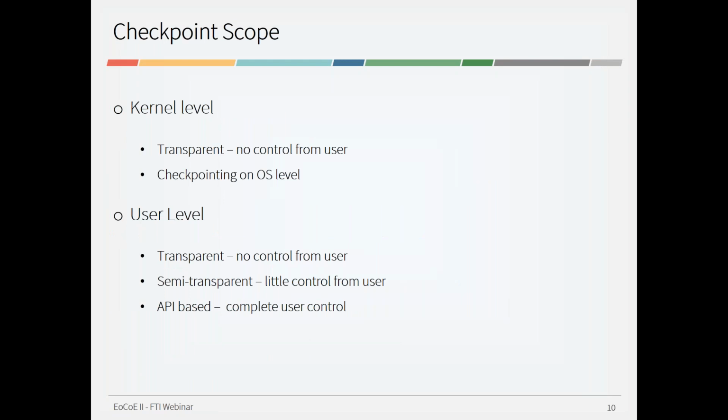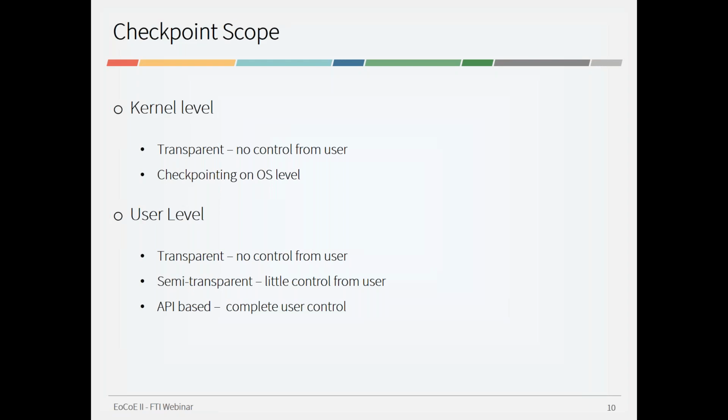There are different kinds of checkpointing. Something which is for us right now not very interesting is the kernel level. That is rather for operating systems to roll back to a healthy state when something happens to the system. What we are interested in today is user-level checkpointing, and there are different kinds also.